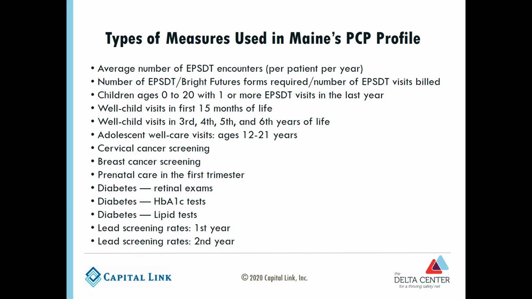And this is specific to Maine. Dave had done some work looking at what was happening in the state of Maine. And if you look at this list, some of the stuff we just saw in the previous screen is on there: well child visits, cervical cancer screening, breast cancer screening, prenatal care, the diabetes retinal exam, HbA1c test, and lipid test. These are all pretty standard things, and lead screening in the first year and second year. These are actual measures that were used in Maine's primary care profile. Next, please.